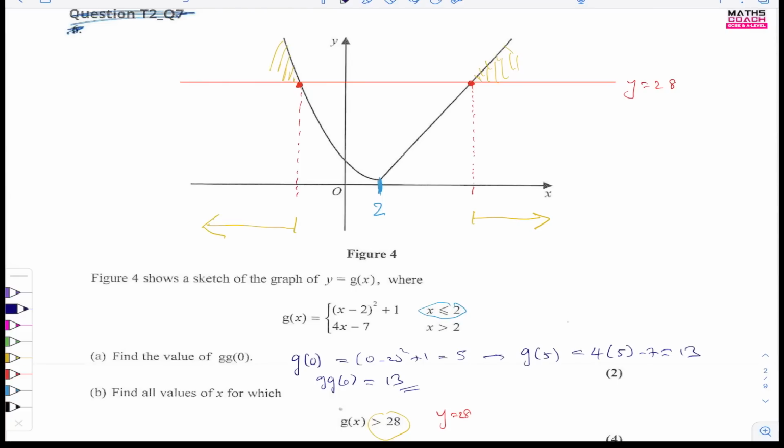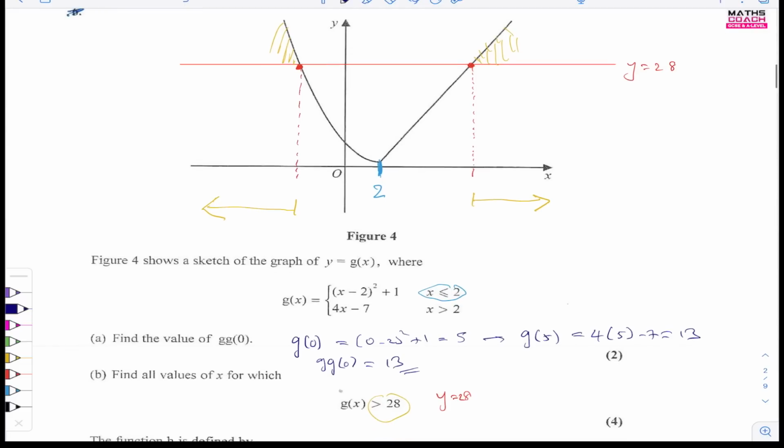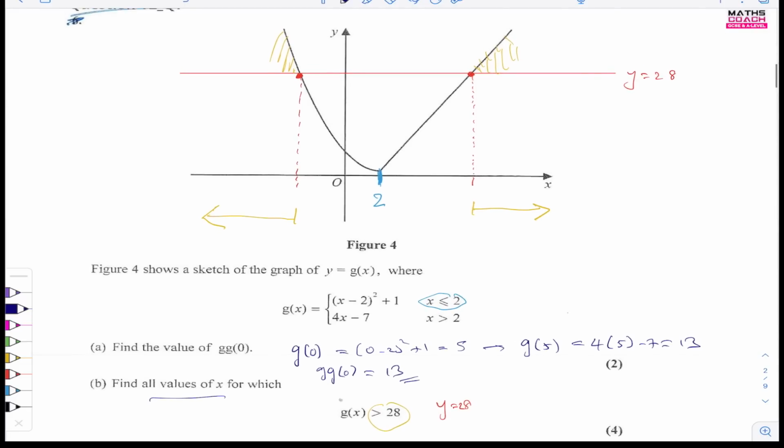So to work out the solutions to this, to find all the values, first we need to figure out the point of intersection of the two graphs. So to find the point of intersection, we just have to equate them and solve the equation.